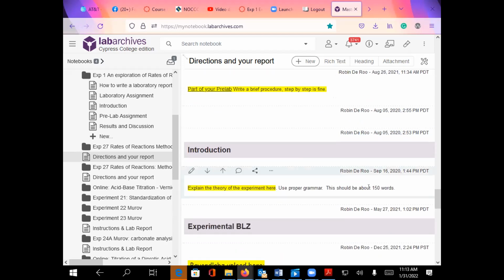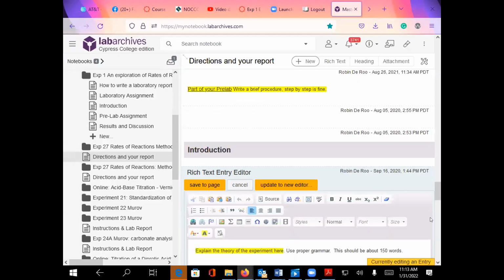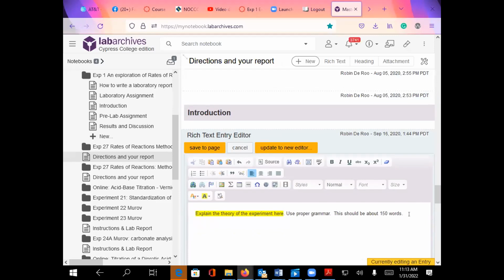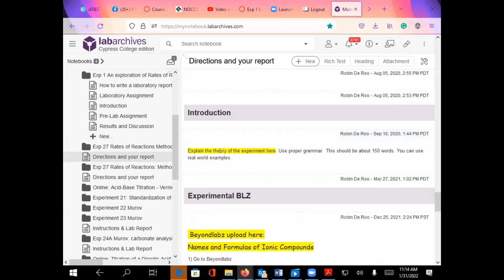Okay, so your introduction, about 150 words, and notice it's just the theory. Like what are rate laws? It's all about the rates and rate laws. And you can use real world examples. That's the best. So this is a formal laboratory report, but it goes in your notebook. You can type it directly on here using the bridge checks, making the changes.